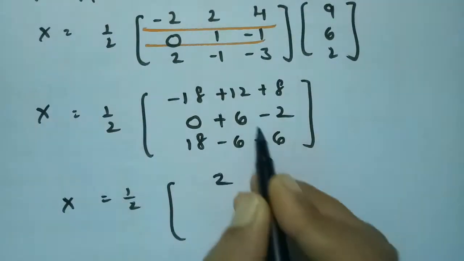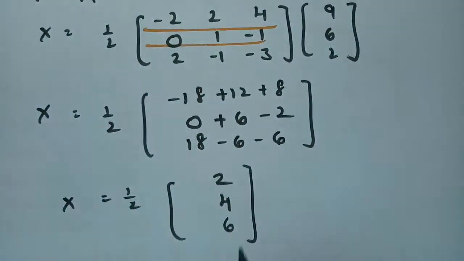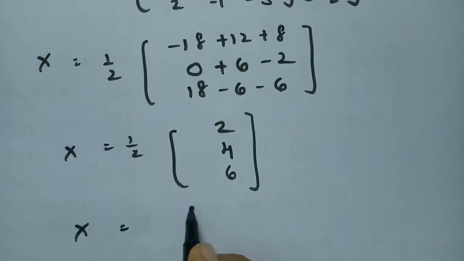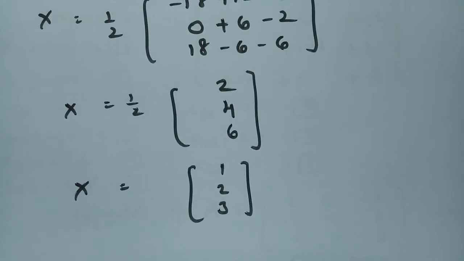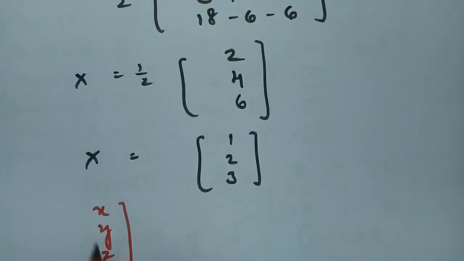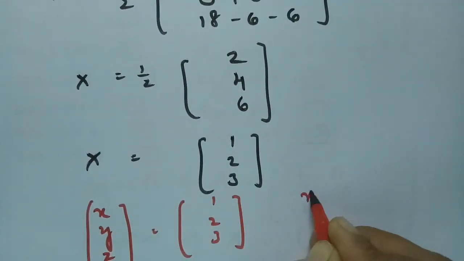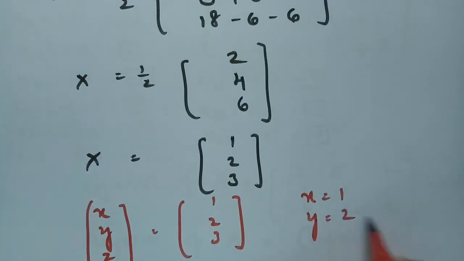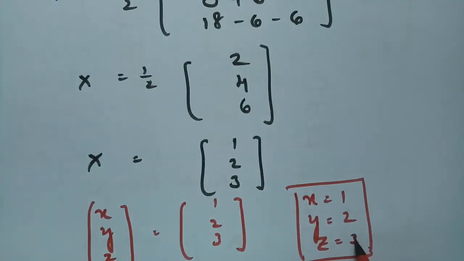So this value is 2, this value is 4 and this value is 6. If I divide with the 2, this value is 1, 2, 3. So this capital X is nothing but x, y, z, which is 1, 2 and 3. Therefore x is equal to 1, y is equal to 2 and z is equal to 3. This is how we have to solve.